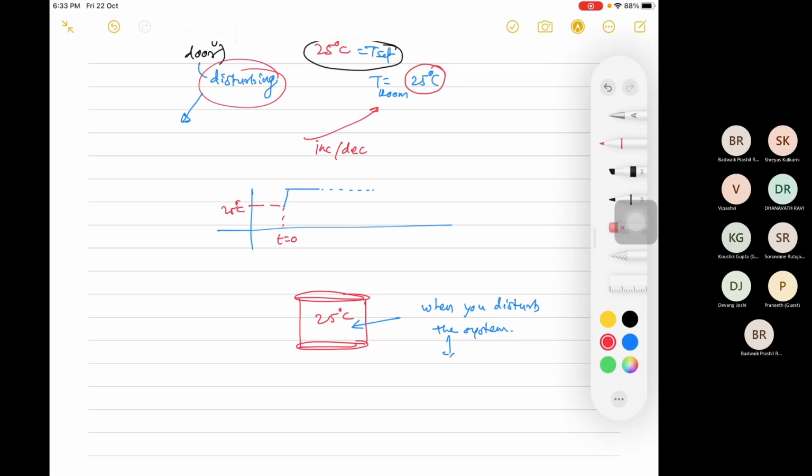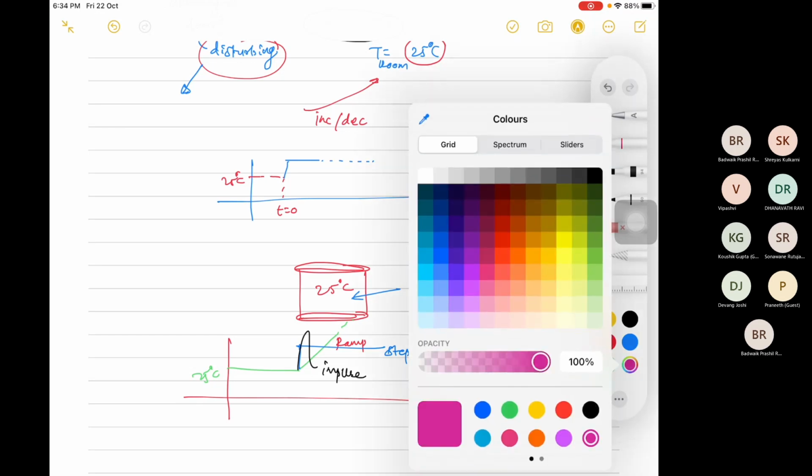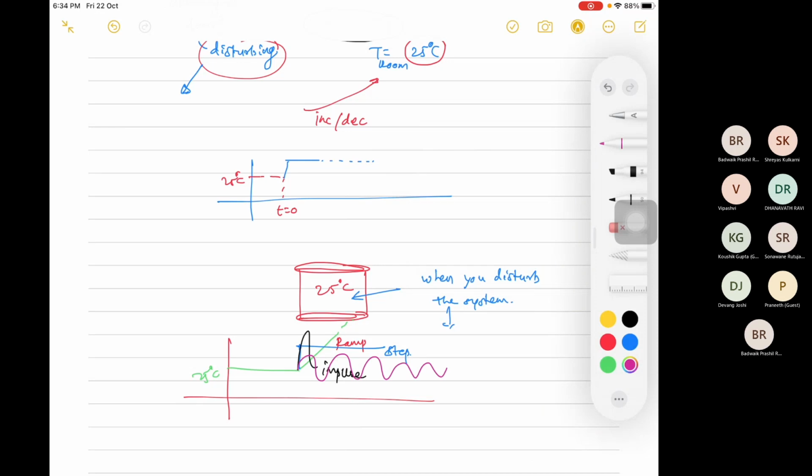There will be some changes in temperature and pressure, and your profile, like suppose your temperature was constant at 25 degrees Celsius. Because of disturbance it may continuously increase, which is called a ramp response. It may have a step response like this, so you know everything about this. Or maybe for a short time there is an increase, which is called an impulse response. Or there might be continuous fluctuation like this, I'm drawing with a different color, continuous increase and decrease, and this is called a sinusoidal response.